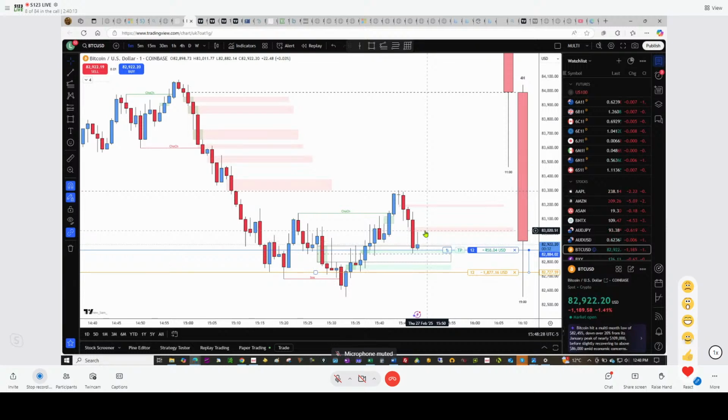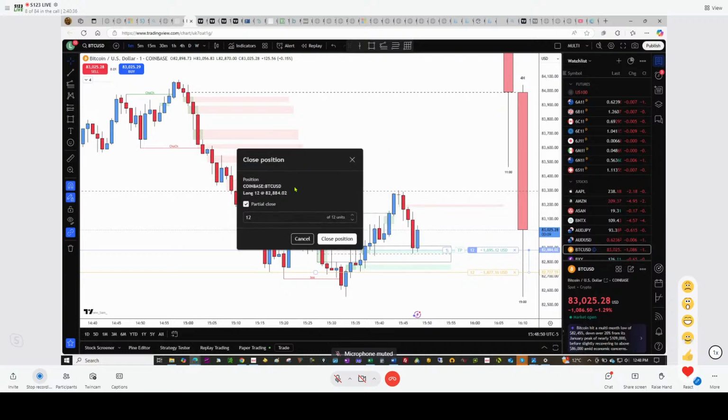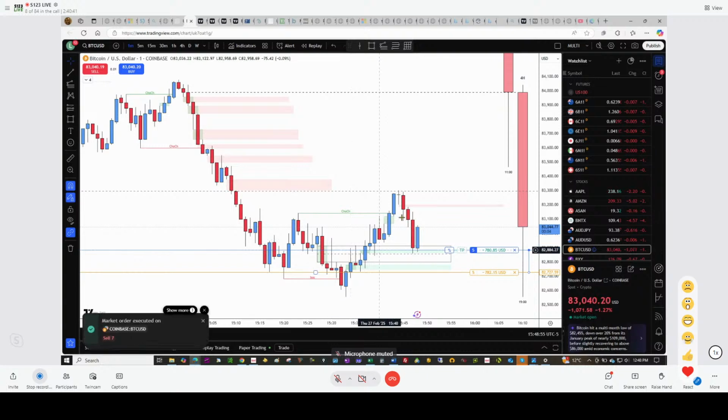See if we can get a bigger bounce. Might go a little lower here. Okay, so that's a nice move. So I'm going to just take a quick partial just to get a little bit of my losses back and then let the rest go. I can always add some more if I get another pullback. Cool.